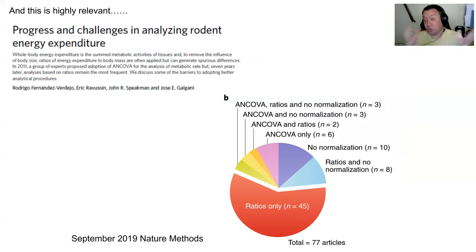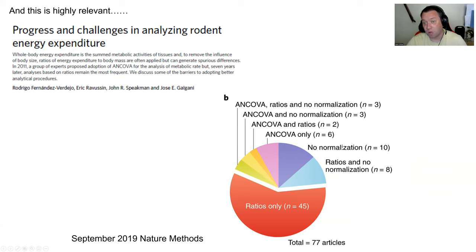And so what I've just shown you is hugely relevant, given the fact that out of 77 articles in impact factor 15 or above journals, over half of them didn't even attempt to use ANCOVA. Ten of them didn't use normalization, which may be valid, because if you're doing energy balance, you don't normalize. So that could be a perfectly valid thing. And then also there are ratios and no normalization. Again, quite a few of these are doing things multiple different ways. So you do need to decide if you're interested in metabolic rate or energy balance.